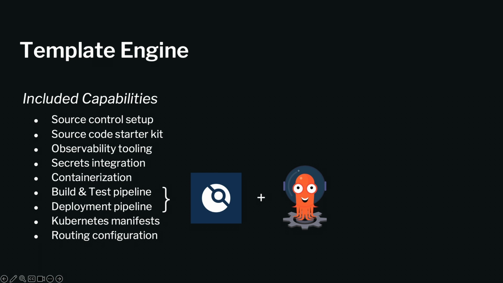We are using a tool called Drone, if folks are familiar with that. It was acquired by Harness a few years ago. We're still using the open source version of Drone. And then a tool called Argo CD, which is responsible for the Kubernetes deployments.